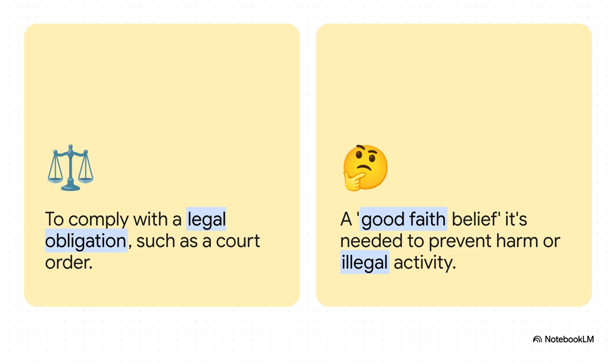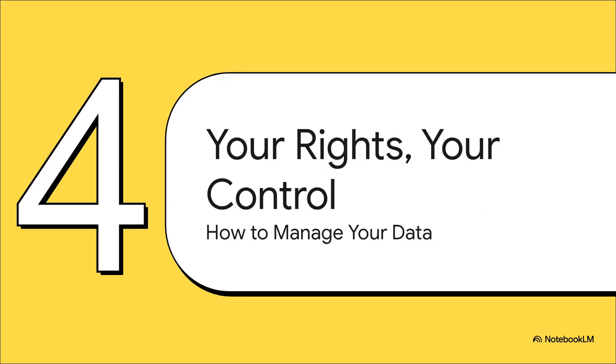Now, this is a really important distinction we need to talk about. On one hand, OpenAI might be legally forced to hand over your data, say by a court order. They'd have no choice. But on the other hand, the policy gives them the right to share it based on their own good faith belief that it's necessary. Do you see the difference? One is a legal mandate, the other is a judgment call made by the company, and that is a very significant gray area.